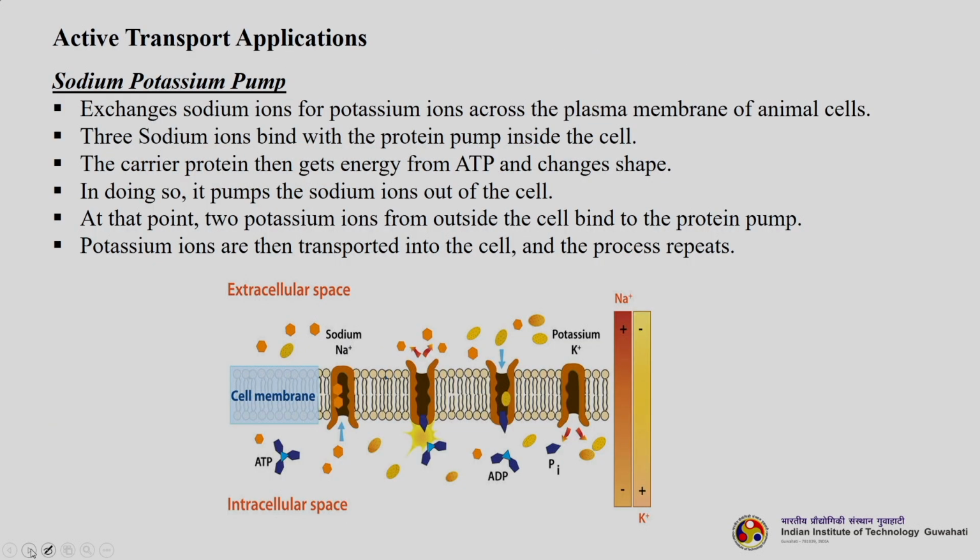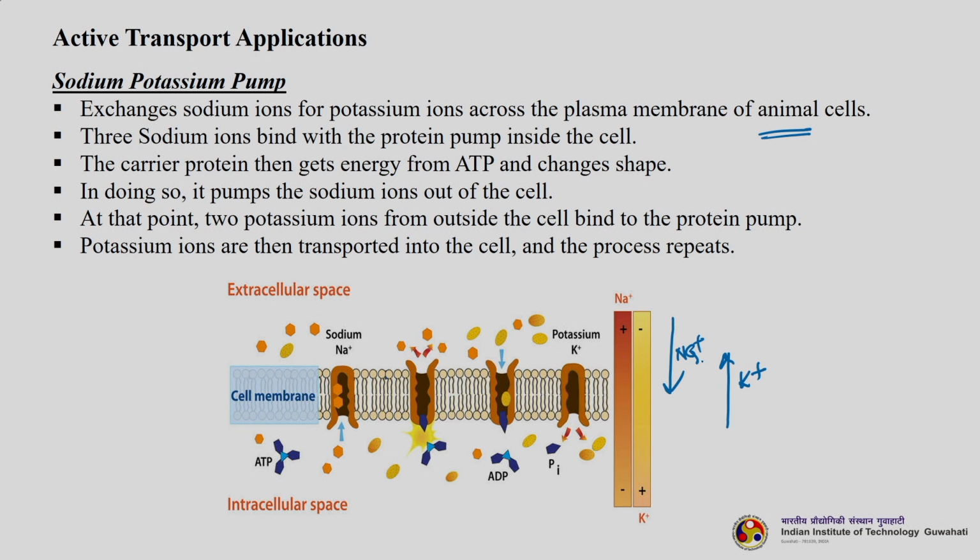Now, let us understand active transport applications. First, the sodium potassium pump. This is in real-life cells. It exchanges sodium ions for potassium ions across the plasma membrane of animal cells. The mechanism is very clear in this particular image. Sodium is getting transported to this side, whereas potassium is getting transported to this side.